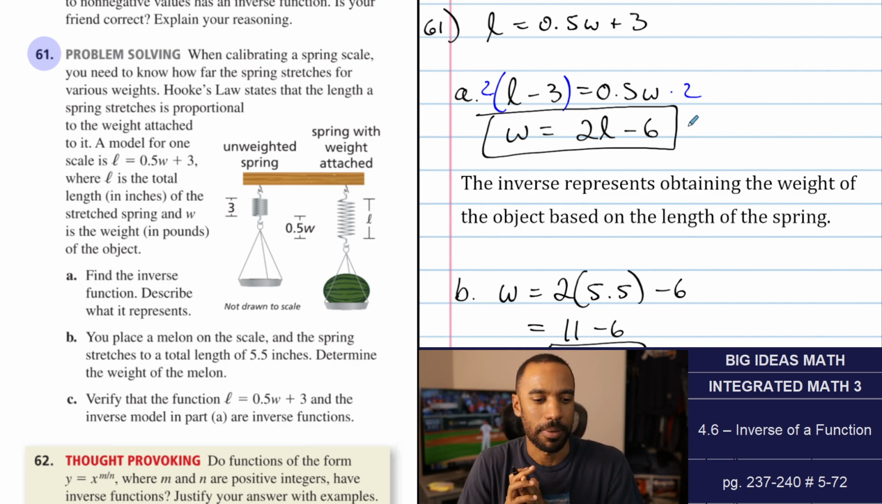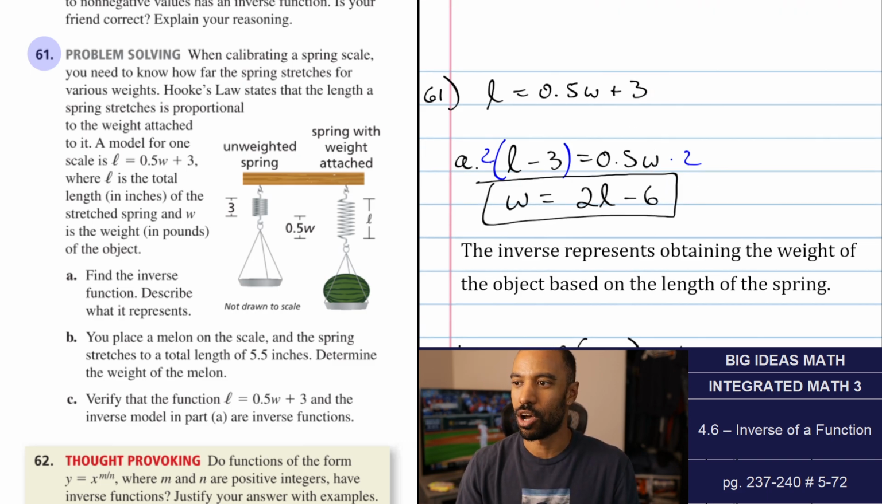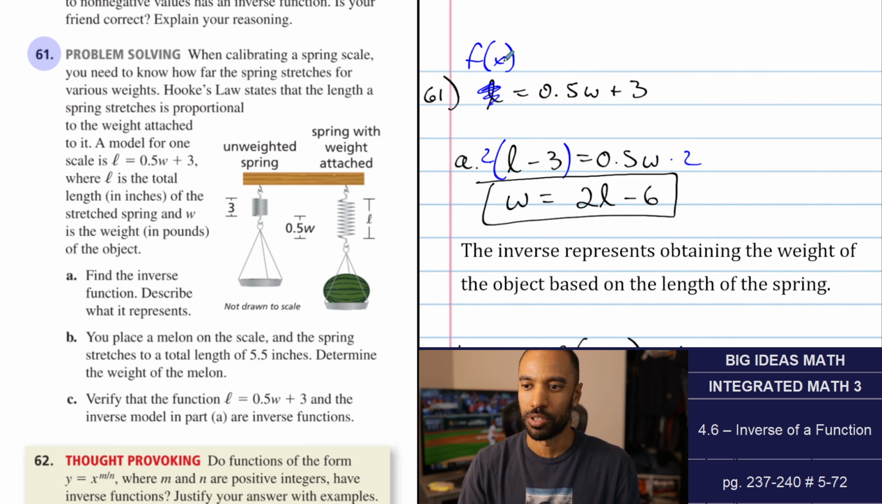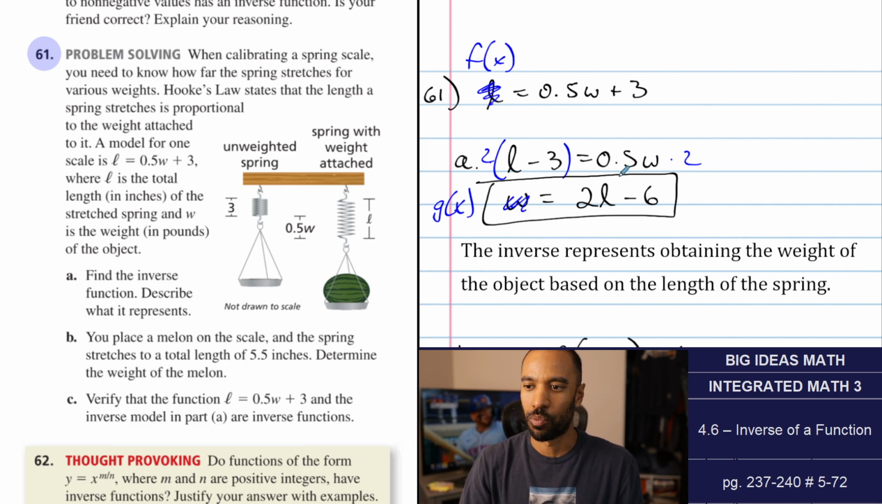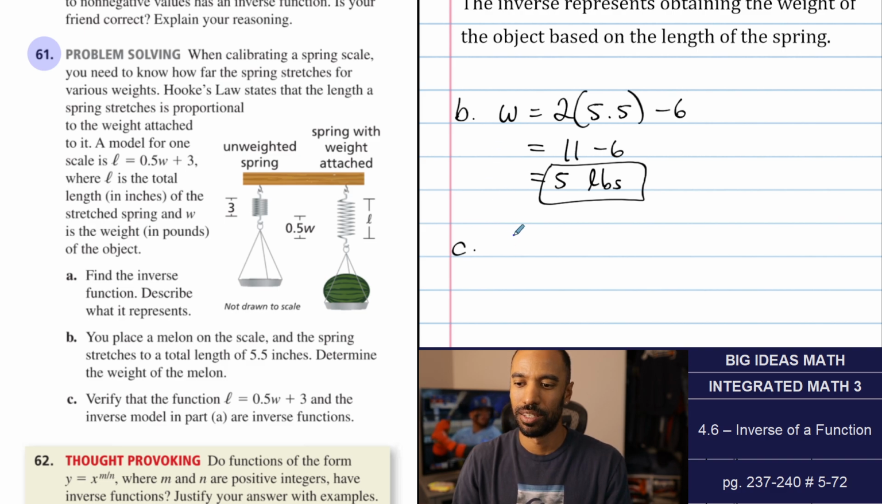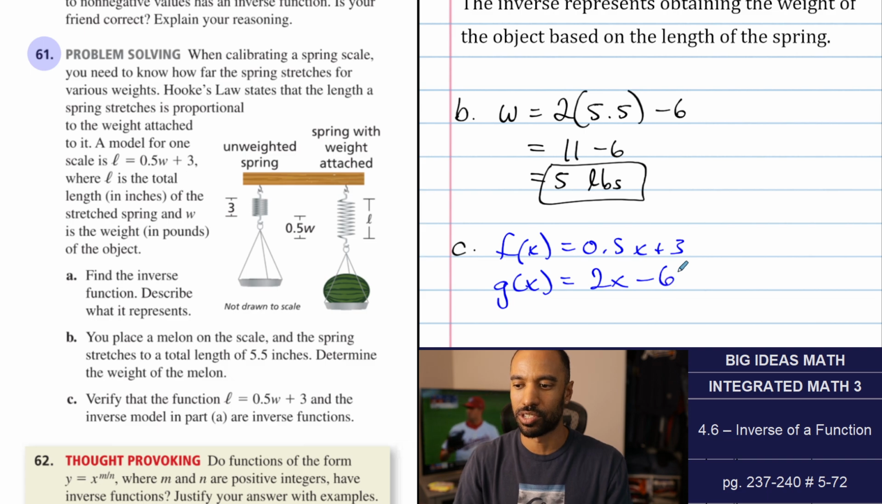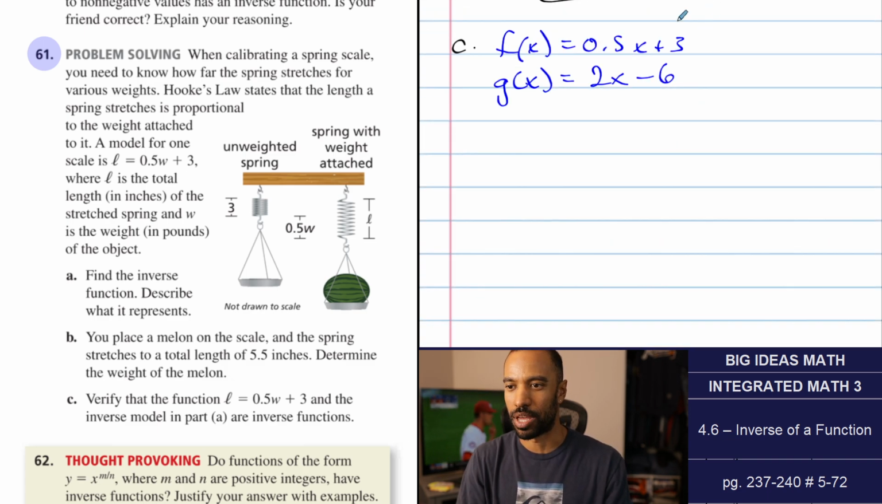This one's trickier to talk about because we don't have different variables for the f of x and stuff like that. Let's call this one f of x, and we'll call this one g of x. We're going to have equations for those. So f of x equals 0.5x plus 3, and g of x equals 2x minus 6. All right, let's confirm it through these ones. I hope that's okay that we did that.